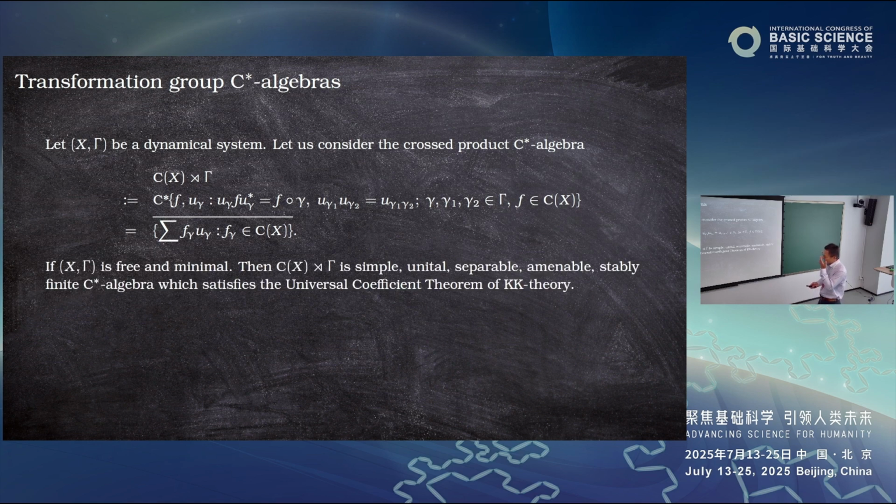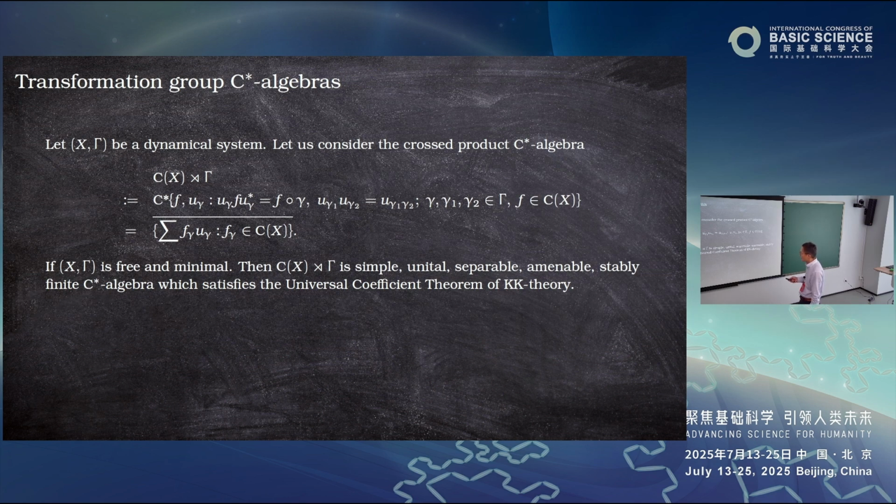Since we assume the dynamical system is free and minimal, this C-star algebra turns out to be simple, because it's minimal. If the action is free, then the ideals of this C-star algebra are in one-to-one correspondence with the closed invariant subspaces. But there is no non-trivial one. Then this algebra actually is simple. It's like the algebra of n by n matrices. There are no non-trivial ideals, and it's unital, separable, and also amenable. This amenable C-star algebra comes from an amenable group.